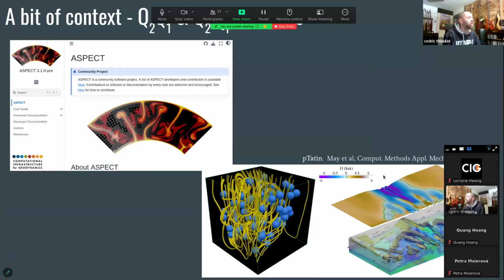Then we move to the so-called Q2Q1 and Q2P-1 element pairs, and these are the ones that we can find in ASPECT, the Q2Q1 being default. And also the Q2P-1, as far as I'm aware of, is the default in PTatin, which is another modern, massively parallel geodynamics code.